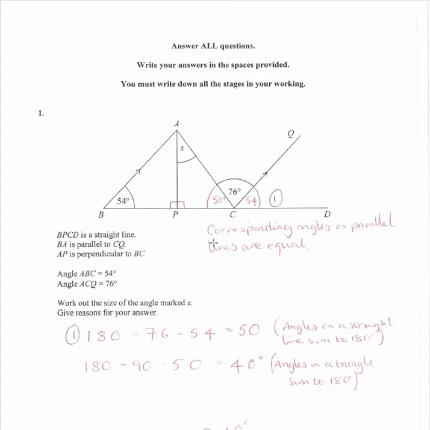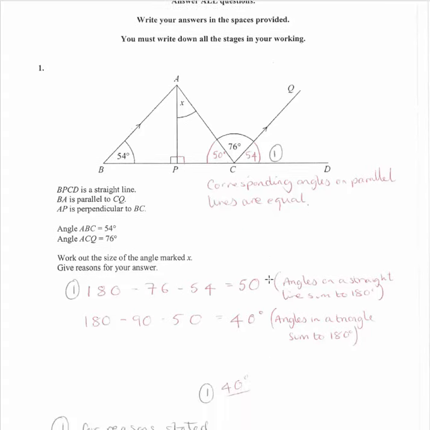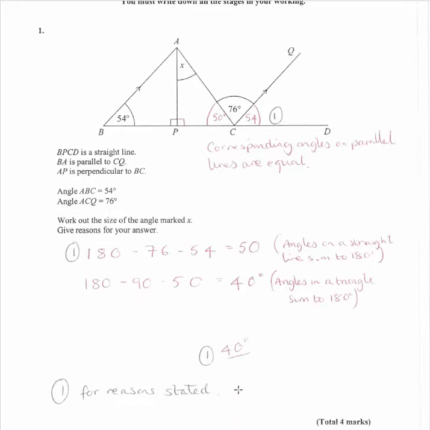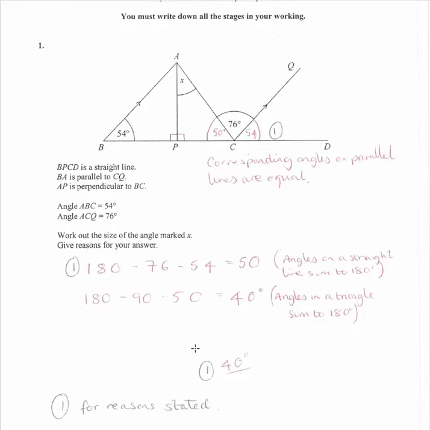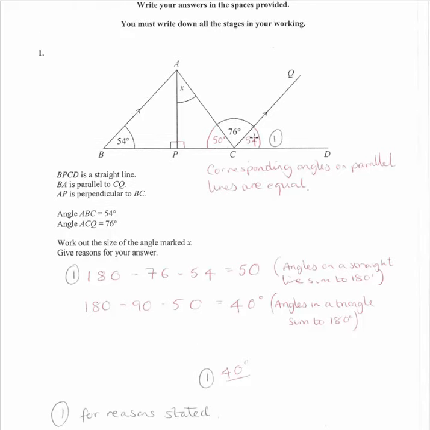Okay, so how would you set out a question like this? What you mustn't do is just write down the answer. If you write down the answer, you won't get any marks. It says give reasons for your answer, so you've got to put down step by step. Now in all these questions, there's often different ways of doing it. So here's one way.